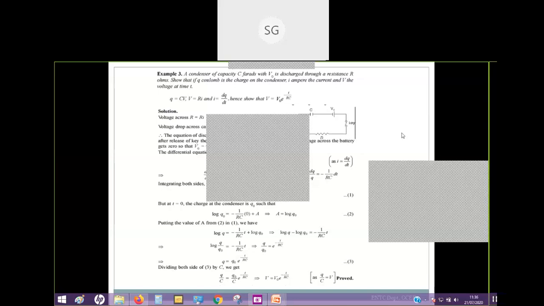Okay, so please read the question. Read it carefully because we'll need the reference of this question while solving this example. A condenser of capacity C farads with V naught is discharged through a resistance R ohms. So that is indicating this example.